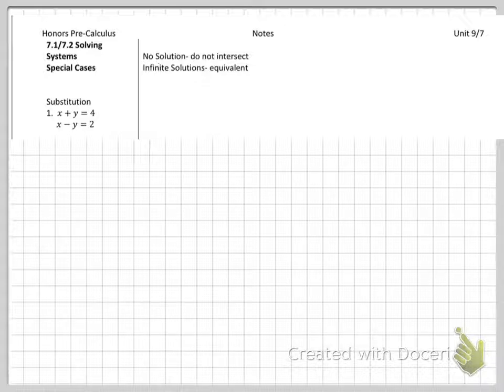There's a note in your notes at the top about the special cases. If you get no solution, it means they don't intersect. And if you get infinite solutions, it means they're basically the same line, they're equivalent. An example of no solution might be you get 7 equals 0, which obviously is not true, which is why that's no solution. An example of infinite solutions might be 8 equals 8, which is true, so they are equivalent.